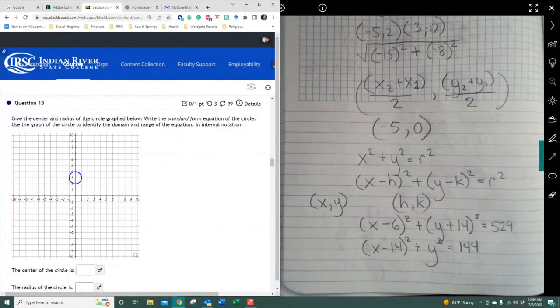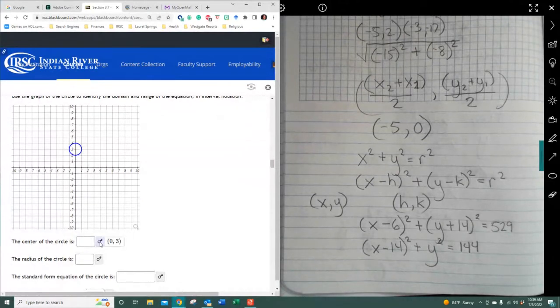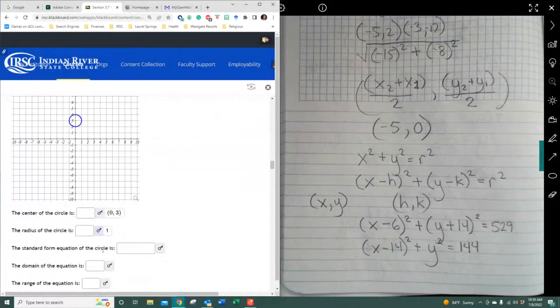Now it says give the center and the radius. Well, the center is going to be at the value of (0, 3), and the radius is 1. All right, and 1 squared is 1. So the center is at (0, 3), the radius is 1, and the standard equation of a circle would be what we've already discussed here. So I'm going to let you see the answer and know that that's how easy it is.